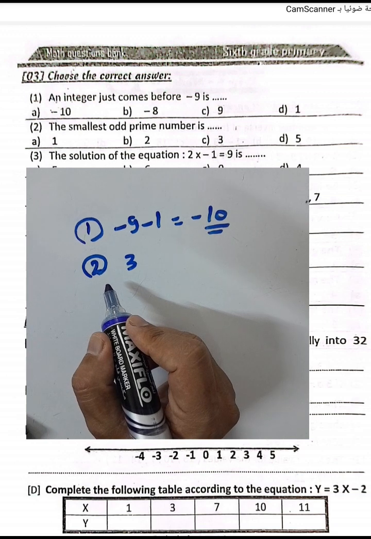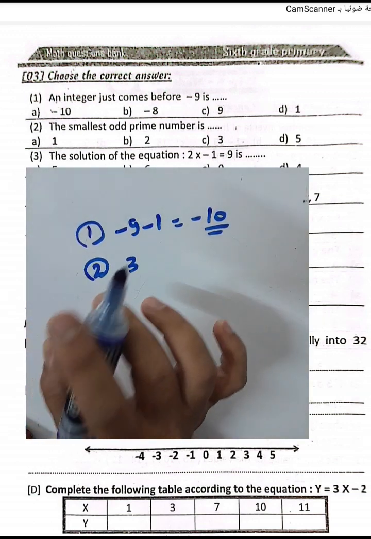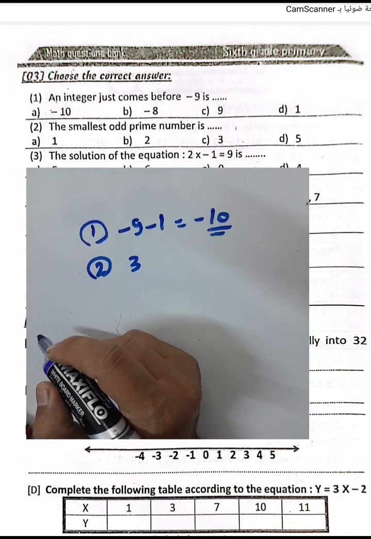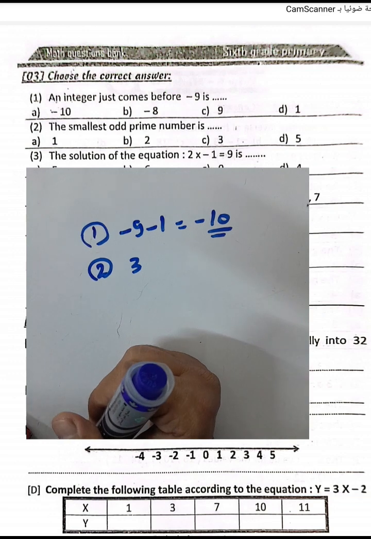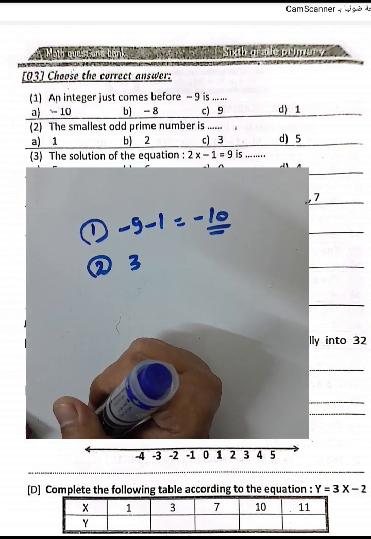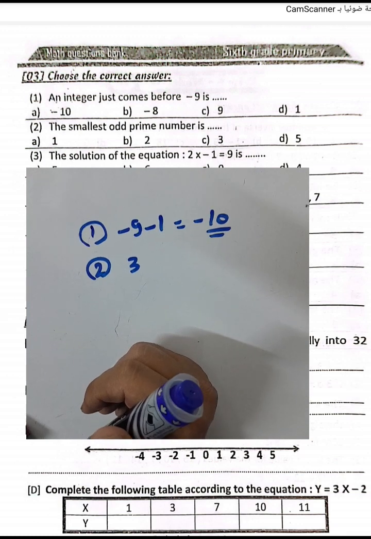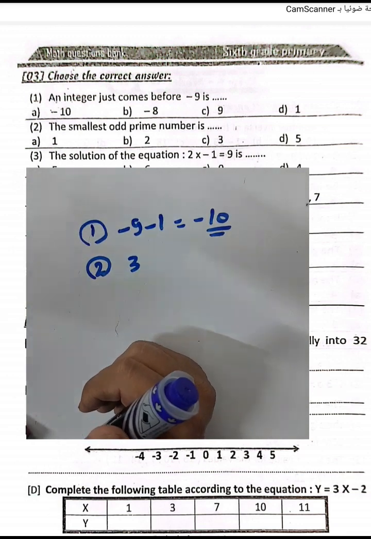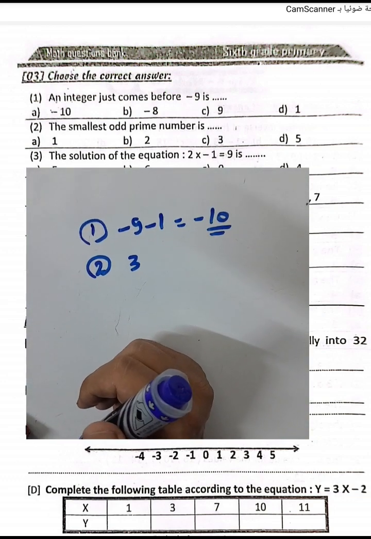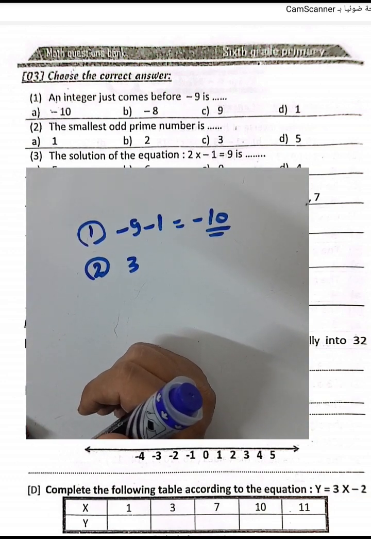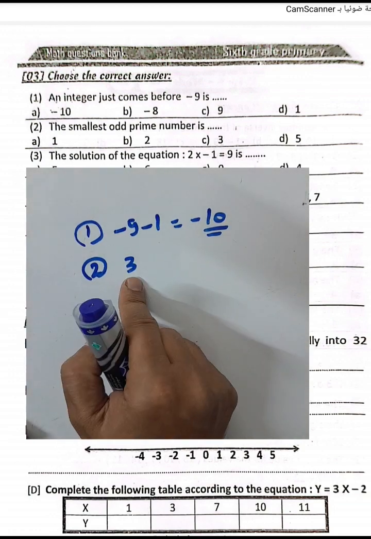Sorry, yes, it's true. But if you want to find the smallest odd number, it will be 1. In this example, you want to find the smallest odd prime number, which is 3, because the prime numbers start from what? 2, 3, 5, 7, 11, 13. Then 2 we call the even prime number. The only even prime number is 2. And the smallest prime number is 2. And the smallest odd prime number is 3.